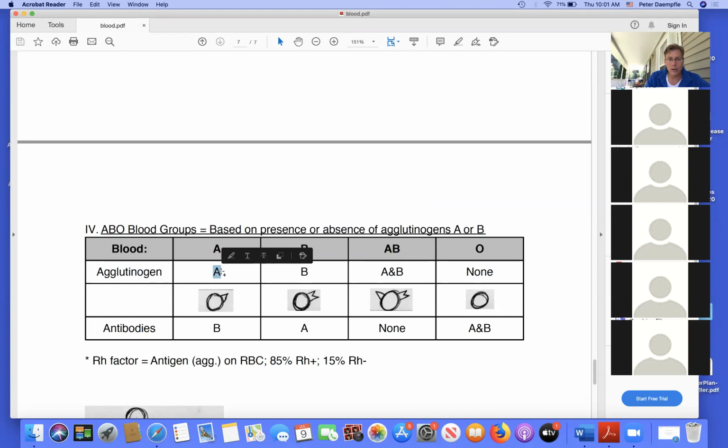A cannot donate to B. A cannot donate to O, but A can donate to AB. So everyone can donate to AB, and nobody can donate to O, but everyone can take away from O. So maybe you want to write next to AB, universal recipient. And next to O, write universal donor. In other words, it can give to everyone.